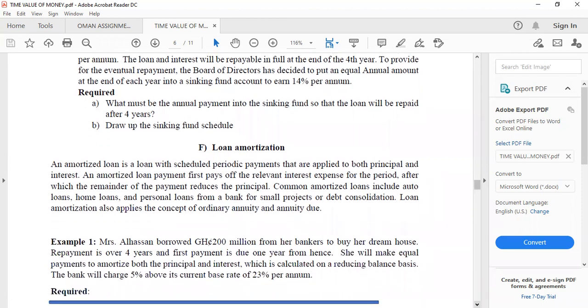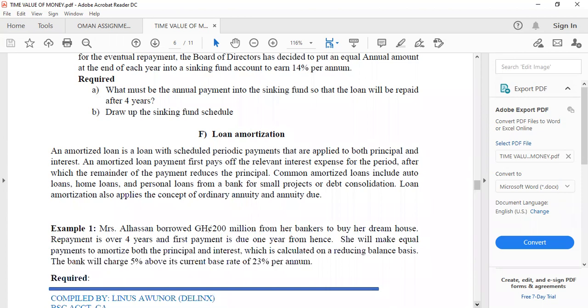All right, let's come here. Mr. Hanson borrowed 200 million from her bankers to buy her dream house. Repayment is over 4 years and first payment is due 1 year from hence. She will make equal payment to amortize both the principal and the interest, which is calculated on reducing balance basis. The bank will charge 5% above its current base rate of 23% per annum.